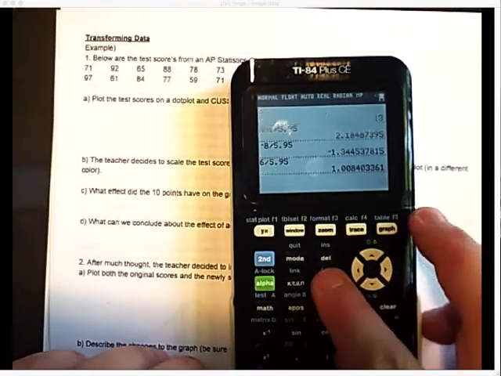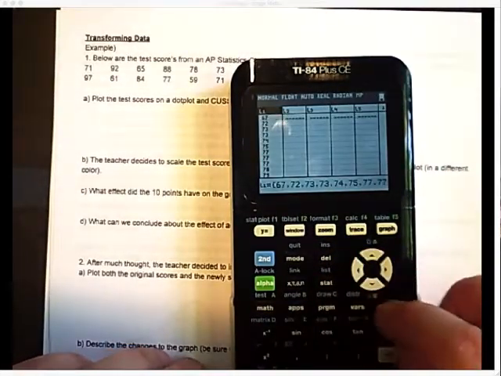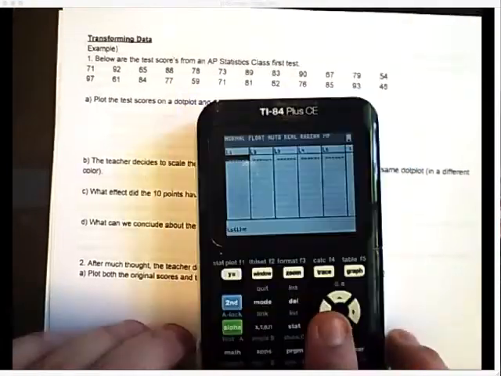It says below are the test scores from an AP Stats first class test. And this is different than the initial information. It says plot the test scores on a dot plot and discuss it. Okay, so just a little review here. So let's go ahead and put the data into list 1 here.